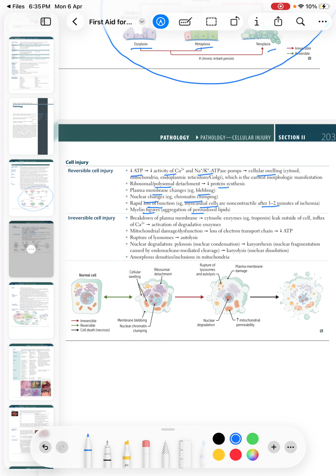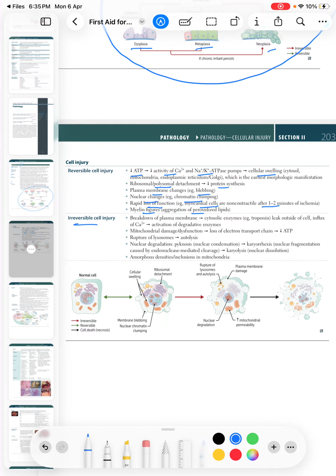Also the ribosomal or polysomal detachment is reversible cell injury. Plasma membrane changes, for example blebbing, is a reversible change. Nuclear changes, for example chromatin clumping, is a reversible change. And the rapid loss of function, for example myocardial cells are non-contractile after 1 to 2 minutes of ischemia, is a reversible change. And myelin figures, for example the aggregation of peroxidized lipids, is reversible cell injury.